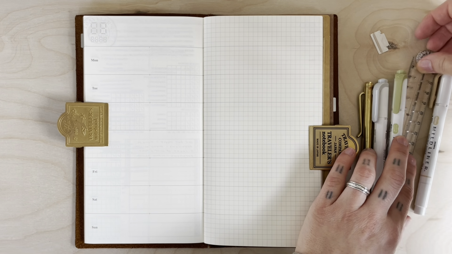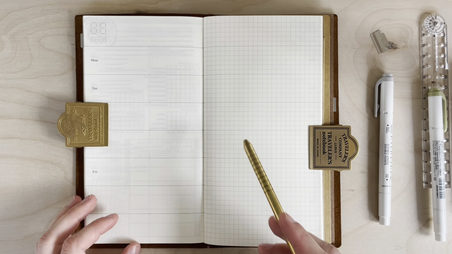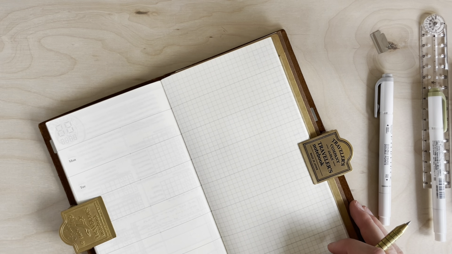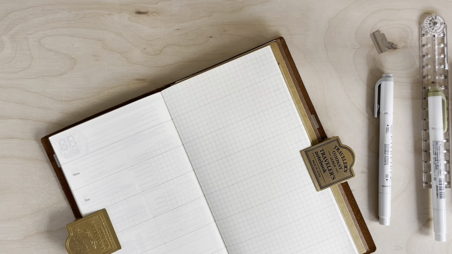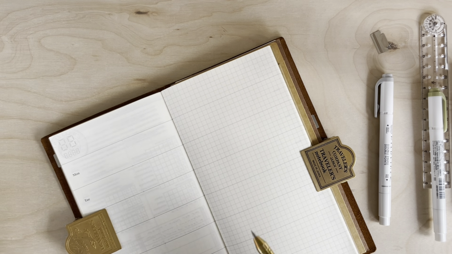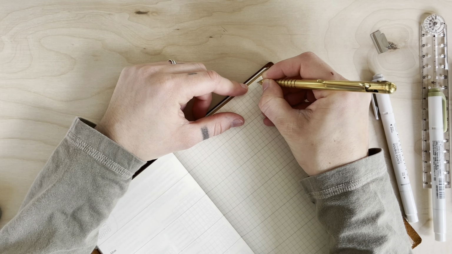All right, so I usually start by writing the date up here. Because this is the undated, I kind of write the date up there, sort of like a title. It looks like next week is gonna be the 21st to the 27th. So I always start with the last day.